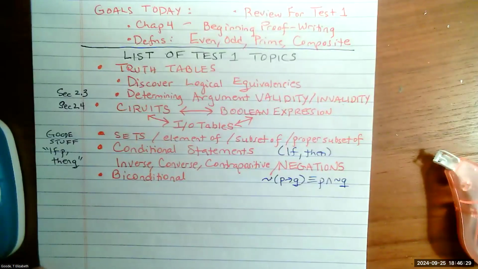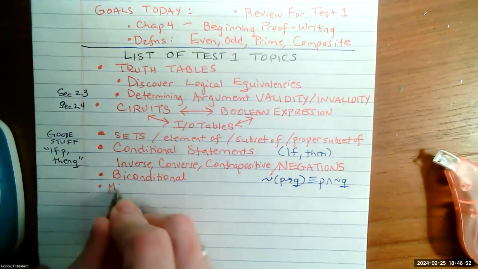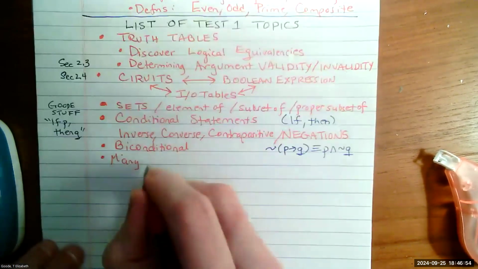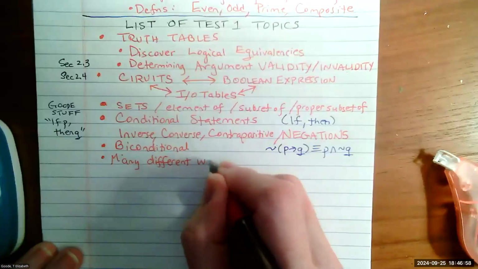So review that if you struggled with those problems in WebAssign, all different ways to say if P then Q. Break out that if P then Q document in the Good Stuff folder and study that and go back and look at those WebAssign problems, because you will see stuff like that. So, there are many different ways to say if P then Q. You need to be familiar with those.